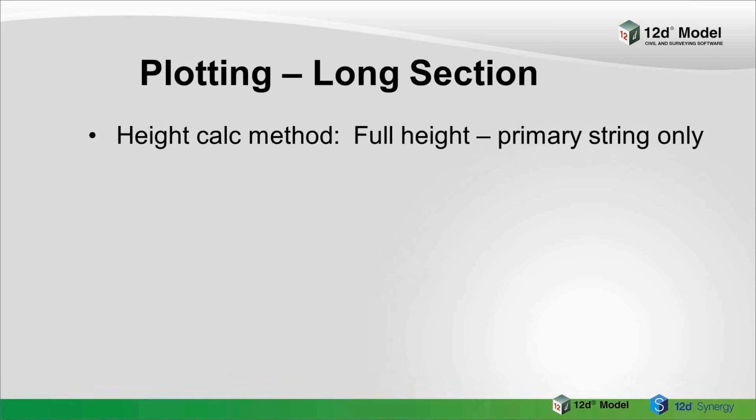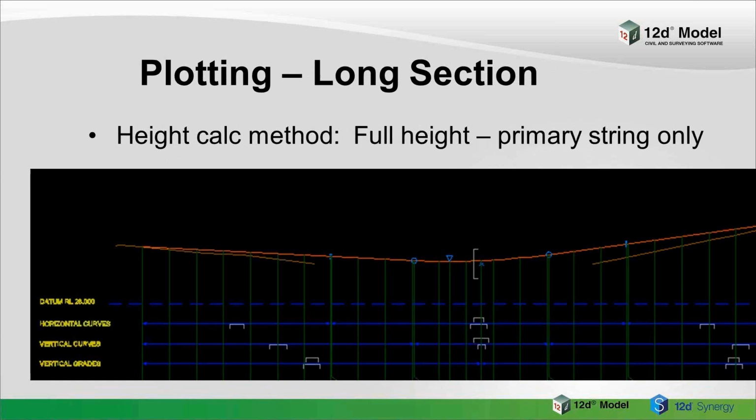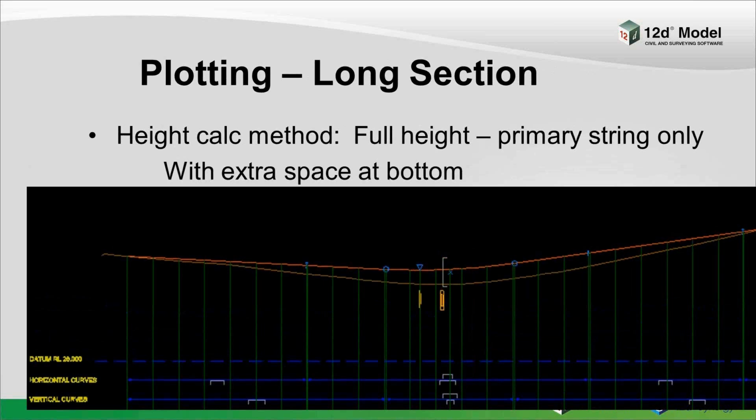So for full height, primary string only, this is the normal sort of plot, except what's happened here, the window it calculates is only big enough for the primary string. So where the TIN is below it, it'll get chopped out. We can get around that though, and this is where the extra space comes in. Here I set an extra space at the bottom so we can see a little bit more. So this is a good case where you've got a lot of things in your offsets model that are way off and you don't want to see them. You can say, look, I just want to use my primary string plus a little bit more top and bottom.